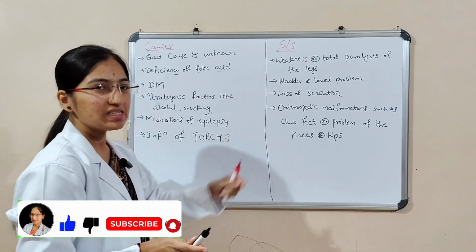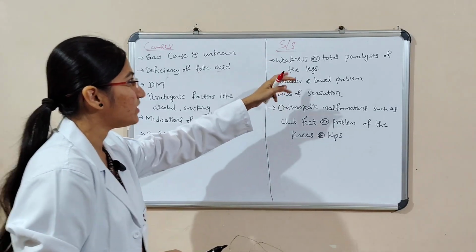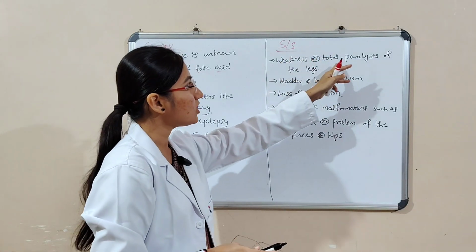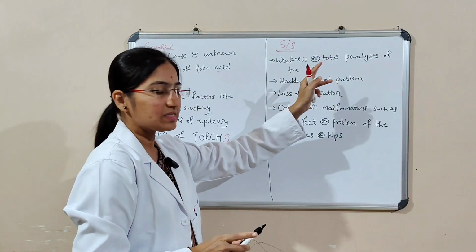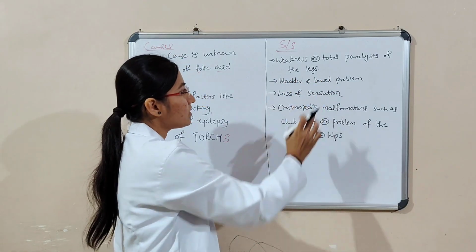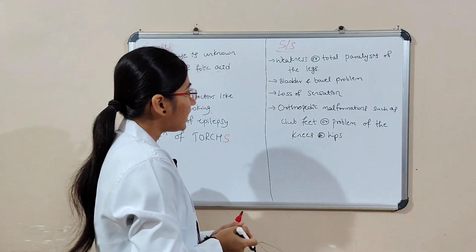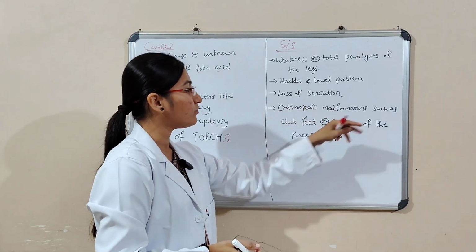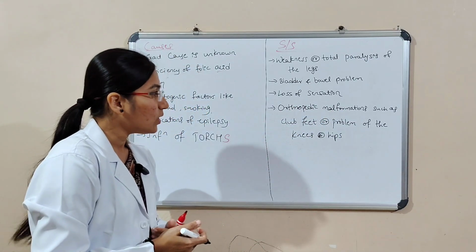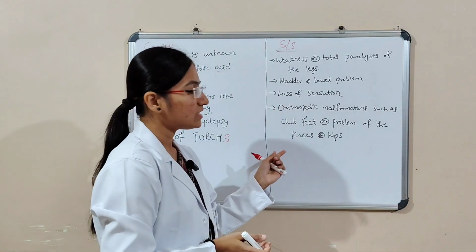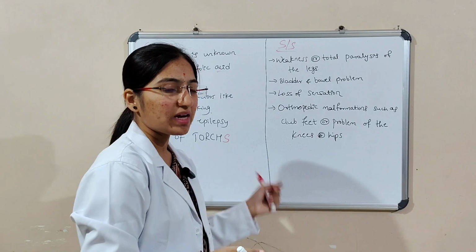And next we will see the signs and symptoms of Spina bifida. First there will be weakness or total paralysis of the legs, and then bladder and bowel problems. Loss of sensation will be present, and then orthopedic malformations, bone deformities, such as club feet or problems with the knees or sometimes hips. These are the signs and symptoms we can see in Spina bifida.